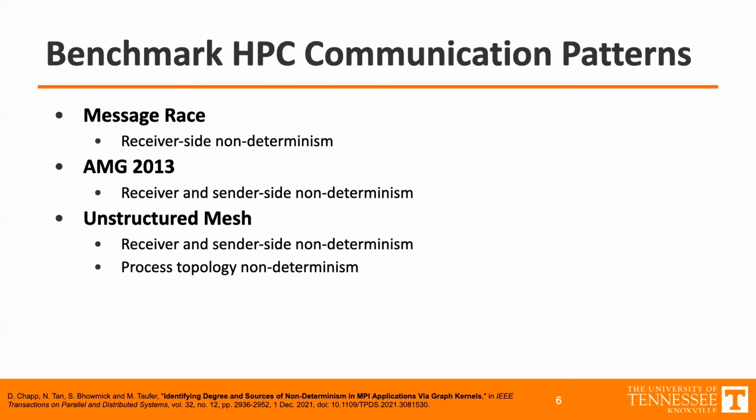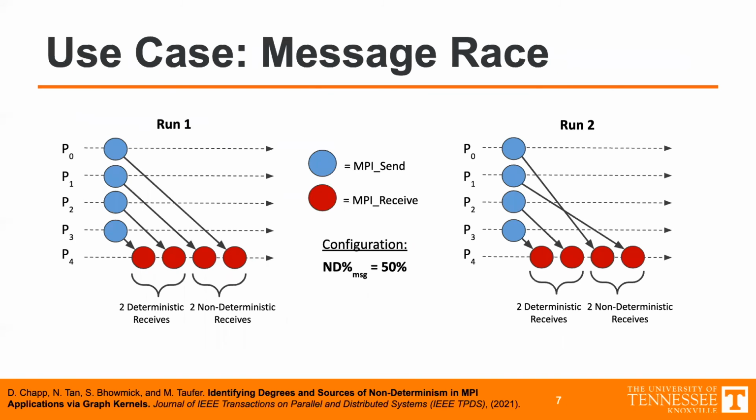The message race benchmark includes receiver-side non-determinism. The AMG 2013 benchmark adds onto this with sender-side non-determinism. And finally, the unstructured mesh benchmark adds onto both of these with process topology non-determinism. Some more details on each of these can also be found in the publication listed at the bottom of the slide. Today, we're going to focus on one of these, the message race communication pattern.